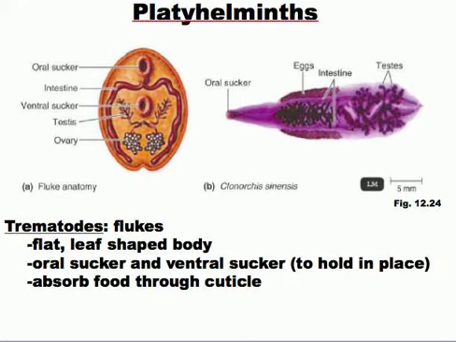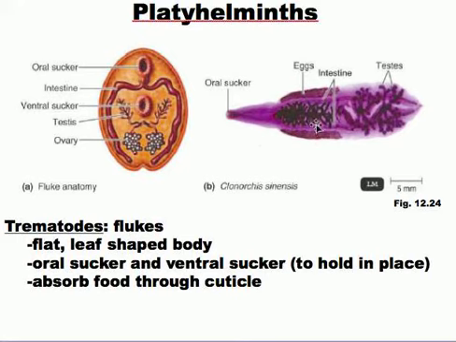Now the trematodes, which are the flukes, are flat and have leaf-shaped bodies. You can see this here, there's their flat leaf-shaped body. If we look at a cross-section of this, we can see that they have both an oral sucker and a ventral sucker. These suckers aren't used to suck out food or anything like that. They're simply used to hold the organism in place. When they do get food, they simply absorb it through their cuticle, which is on the outside of their bodies.